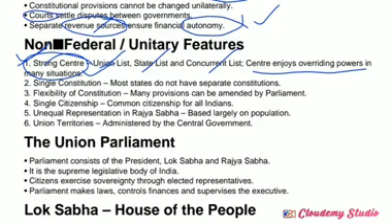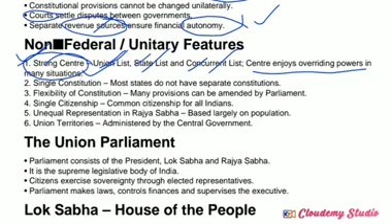Union list means some of the subjects are clearly related only to the union, the central government. Those subjects are mentioned under the union list. The state list means the subjects or matters related to the particular state, mentioned under the state list. Concurrent list means a combination of subjects related to the union list as well as the state list. Both kinds of subjects come under the concurrent list.